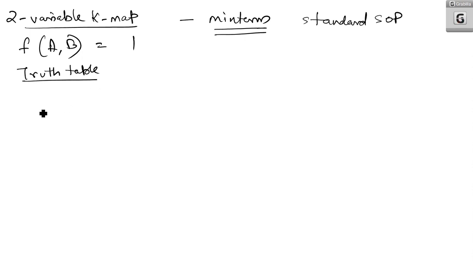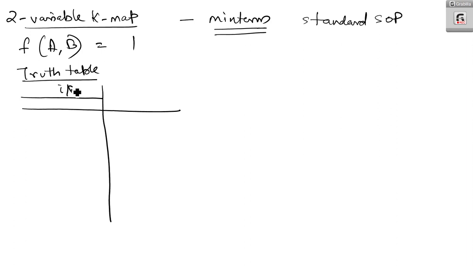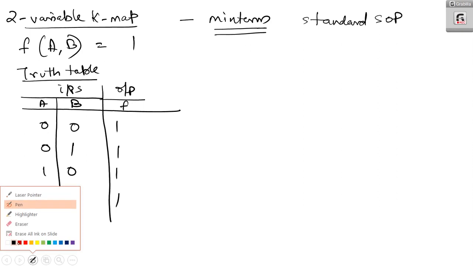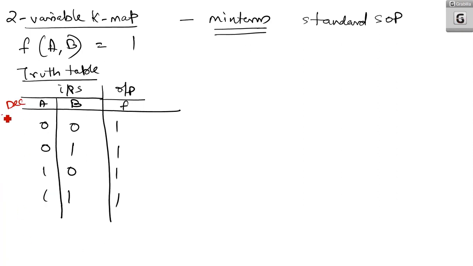In the case of truth table, I am having inputs A and B. Output I am keeping as F. So I am having 0 0, 0 1, 1 0, 1 1. For all this I am getting the values as 1. Now, the corresponding decimal equivalents can be written as 0, 1, 2, 3 because 0 0 is 0, 0 1 is 1, 1 0 is 2 and 1 1 is 3.